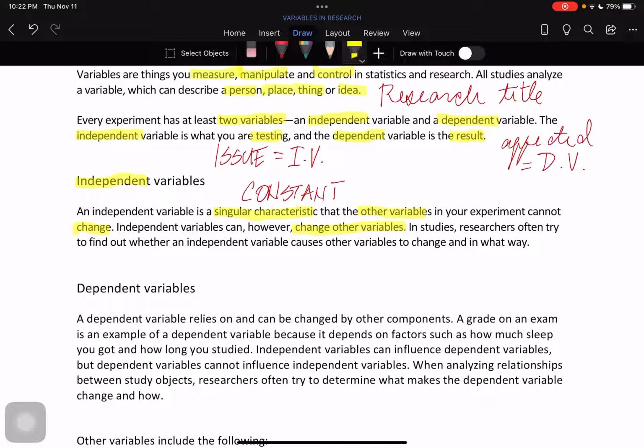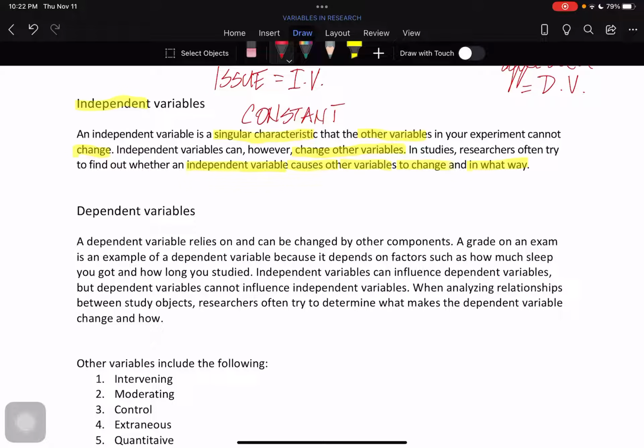In studies, researchers often try to find out whether an independent variable causes other variables like the dependent variable to change, and if it does cause it to change, in what way. In this last sentence, usually the research title that you will see with this particular statement starts with the term effects.